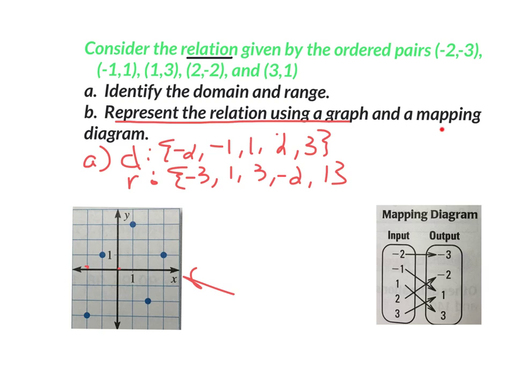And the last thing I said, mapping. Whenever you do a mapping diagram, you put all your x's in one column, all your y's in the other column, and you just match them up, -2 to -3. You just map where they go, what x goes with which y, and draw an arrow there. That's called mapping or a mapping diagram.